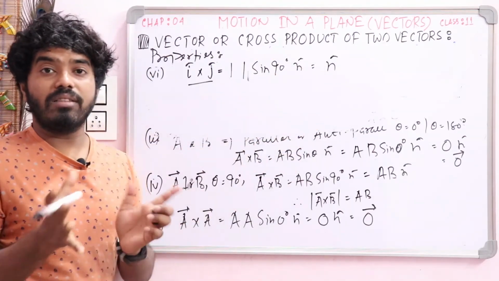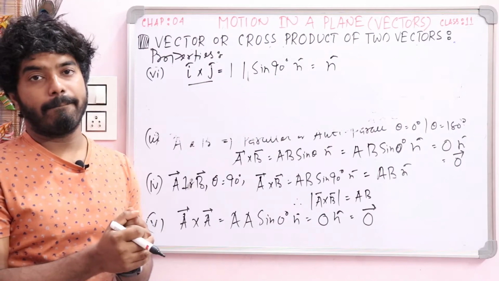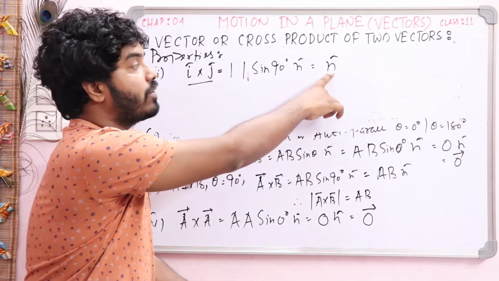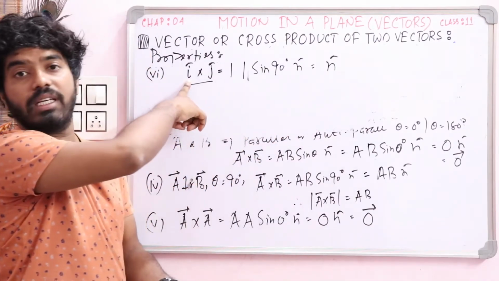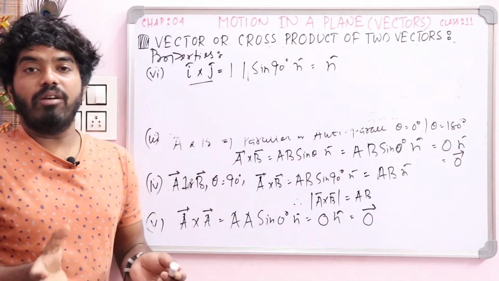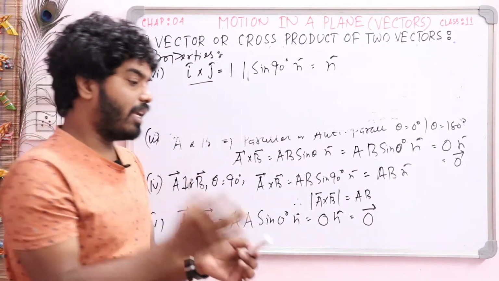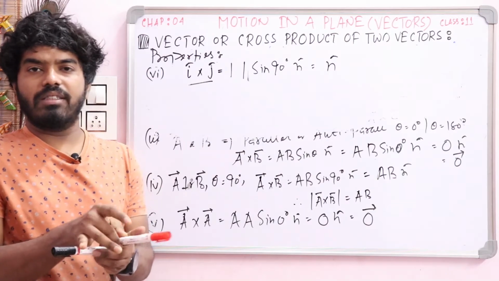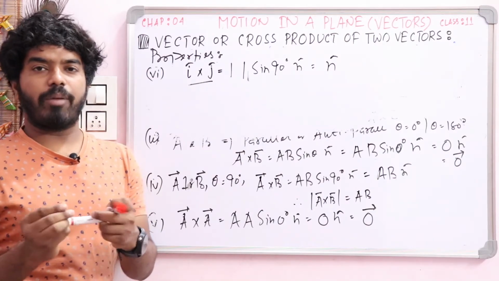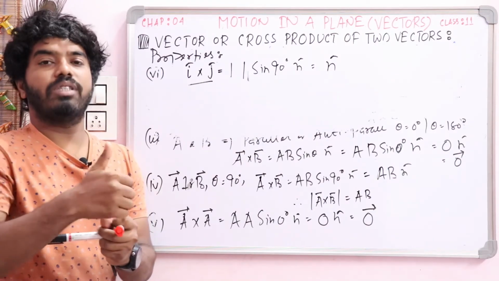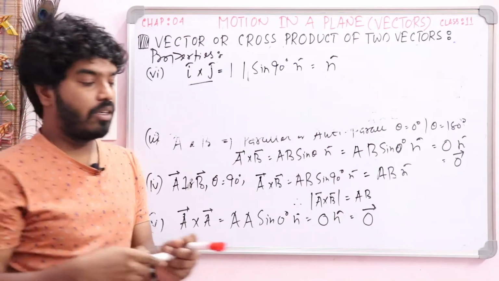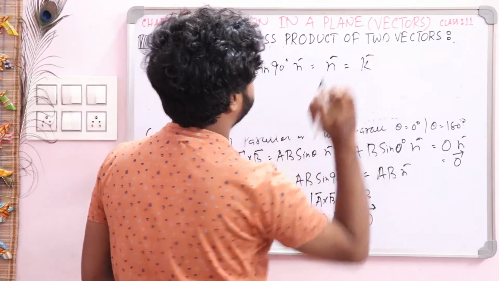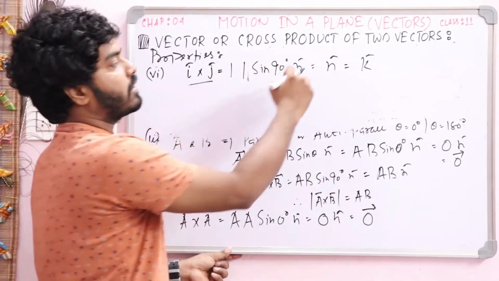Now the question is, what is n cap? For i cross j, n cap must be a unit vector which is perpendicular to the plane of i and j. Using the same method, this one is the x-axis, this one is the y-axis, this one i, this one j. So perpendicular to i and j, it is directed along the z-axis. So here n cap obviously is equal to k cap. So i cross j, the result will be k cap.